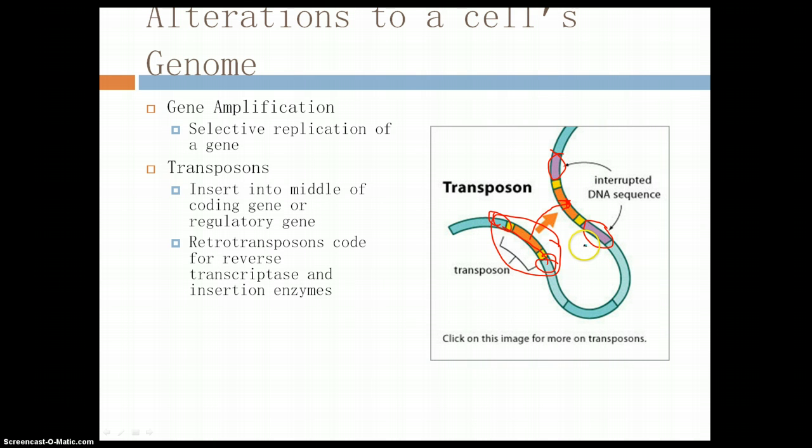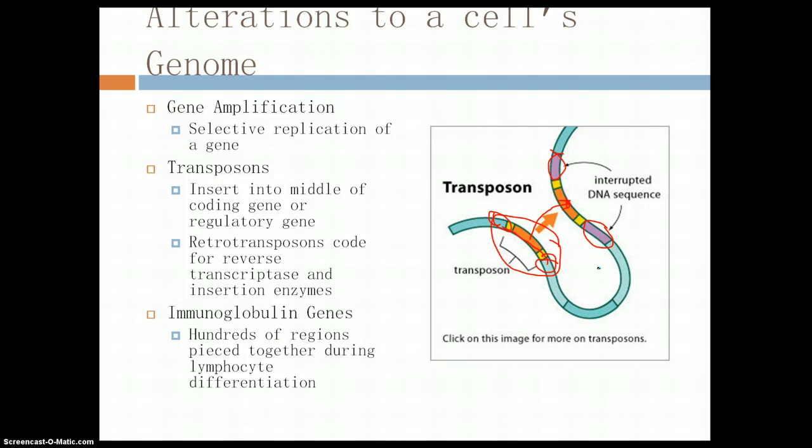All right, but this creates variety, which could be good or bad. There's also a special type of transposon called a retrotransposon, and those are actually a sequence of transposons that create reverse transcriptase and insertion enzymes, which actually help the transpositional process.